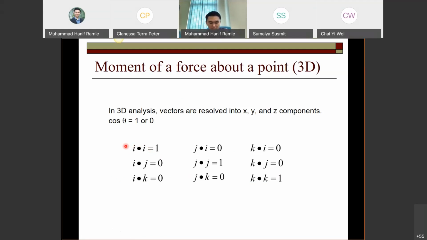And the rest, if you look at the different components like I and J, the answer should be 0. Different components I and K, the answer is 0. So if you want to remember, just remember the same component will have a value of 1. The different components like J and I will have a value of 0. The only things that have the value of 1 are the same components, which are II, JJ, and KK. This is the easiest way to remember for the dot product.